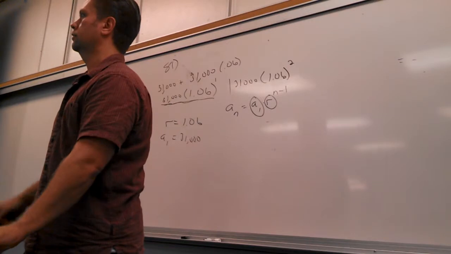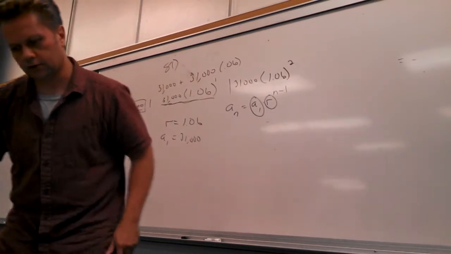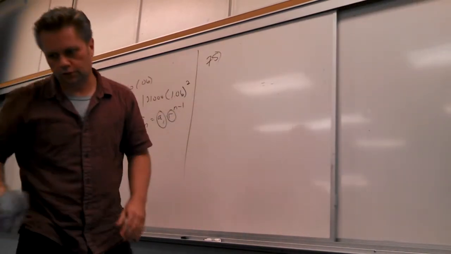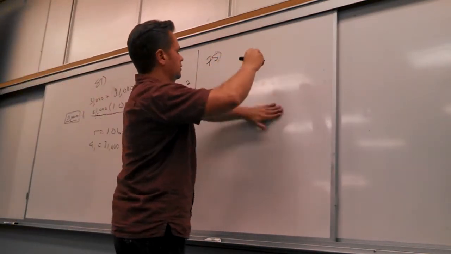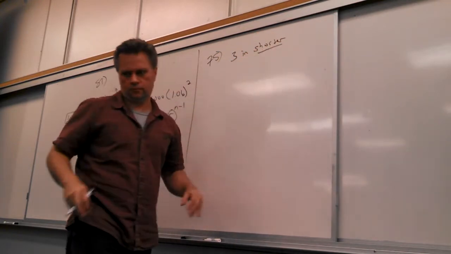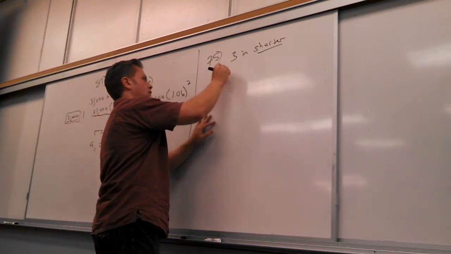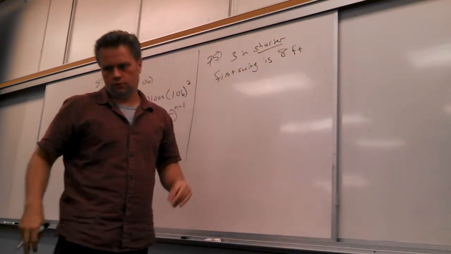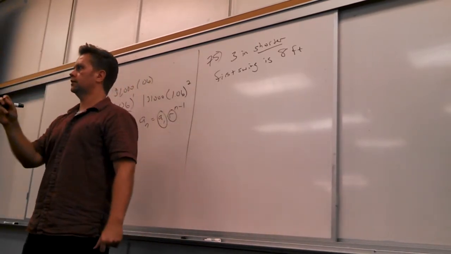All right. Anything else from homework? Yes? In the same section? Yeah. Okay. So this is a pendulum. Each swing of a pendulum is 3 inches shorter than the preceding swing. The first swing is 8 feet. So before we do anything, you should know what kind of sequence this is.